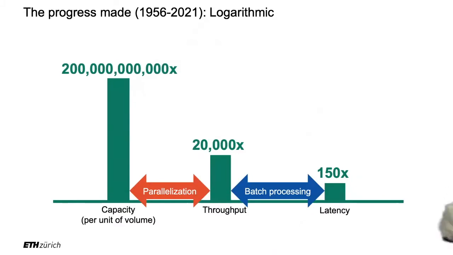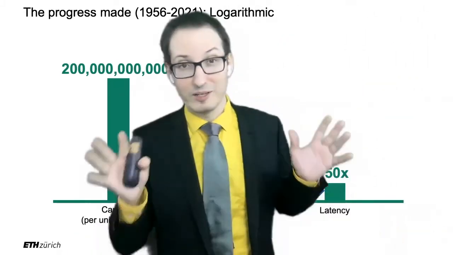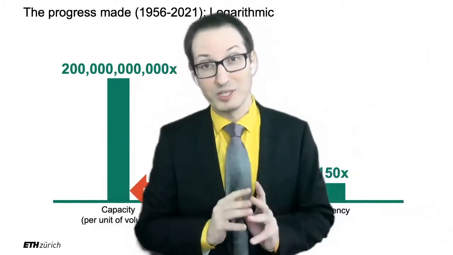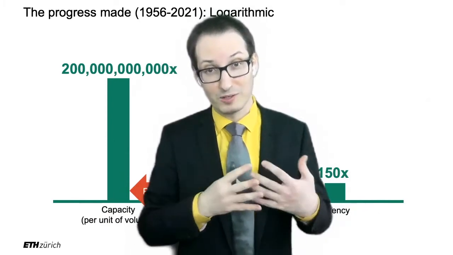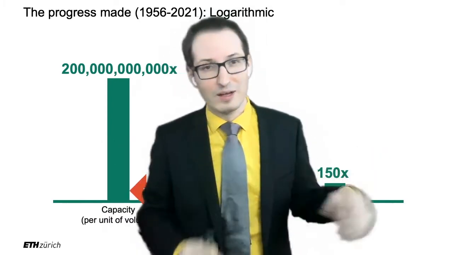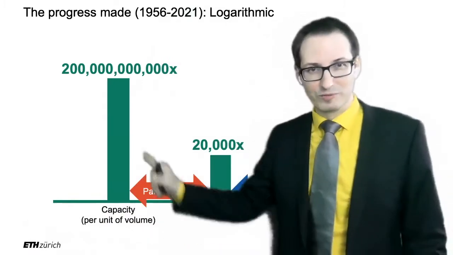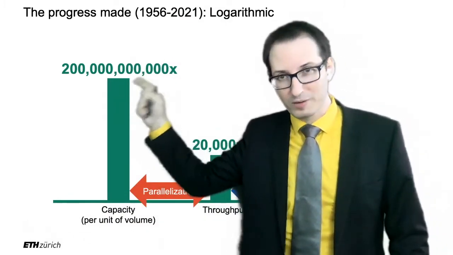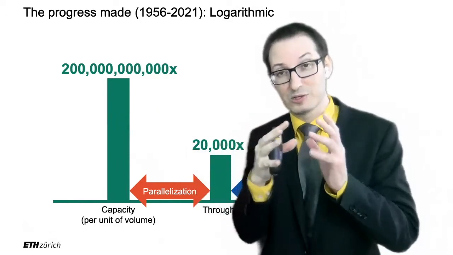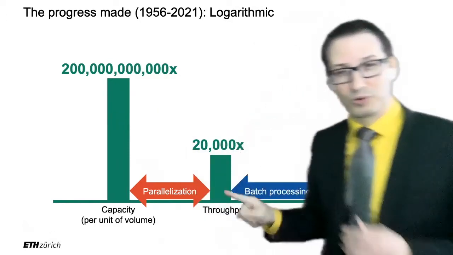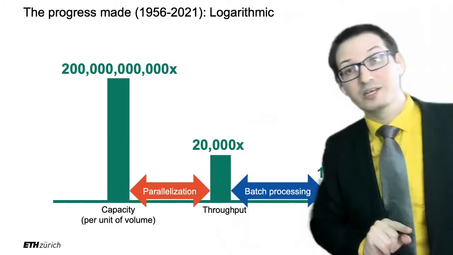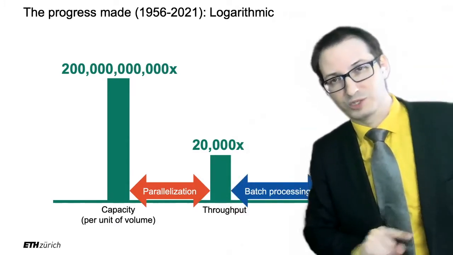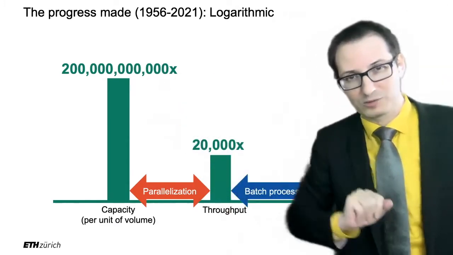Okay, so now we are in big trouble. We are in very, very big trouble. And the reason is that if you compute the evolution of these three factors, this is how capacity evolved. Now we can store 200 billion times more data in a specific unit of volume. The problem is that the throughput has only increased by a factor of 2,000, which is still a lot, but it's nothing compared to capacity.